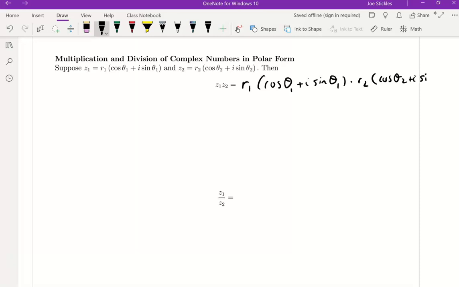So right now I'm just writing them side by side. Notice here everything is multiplied together. I can multiply in whatever order I want. So I can multiply my r1 and my r2 together, for example, and put that out in front instead. So I can make this r1 r2 times cosine of theta 1 plus i sine of theta 1 times cosine of theta 2 plus i sine of theta 2.